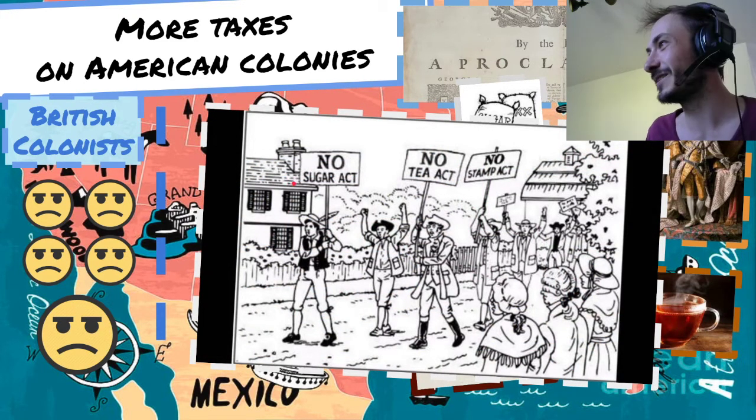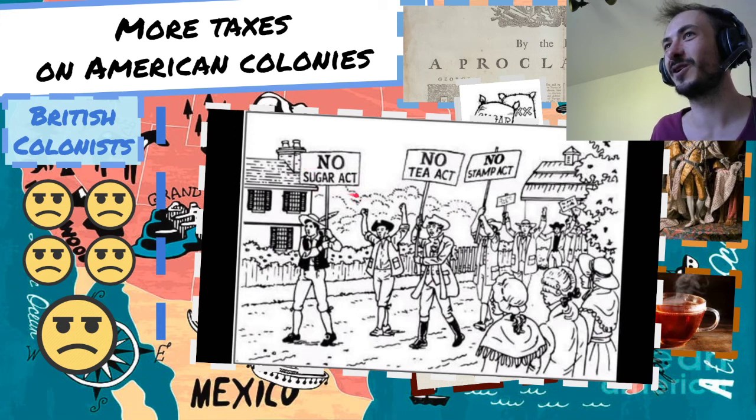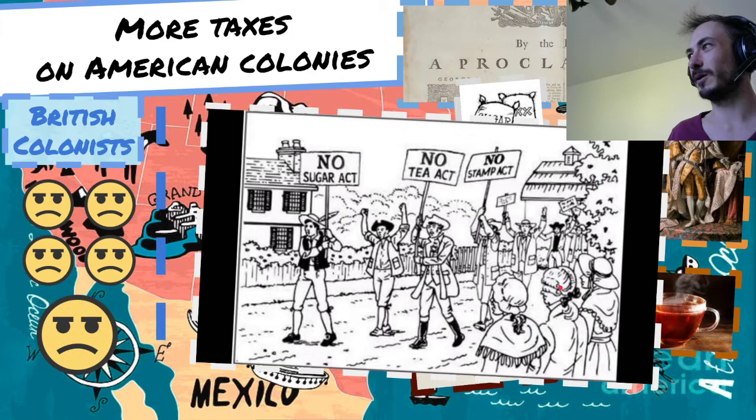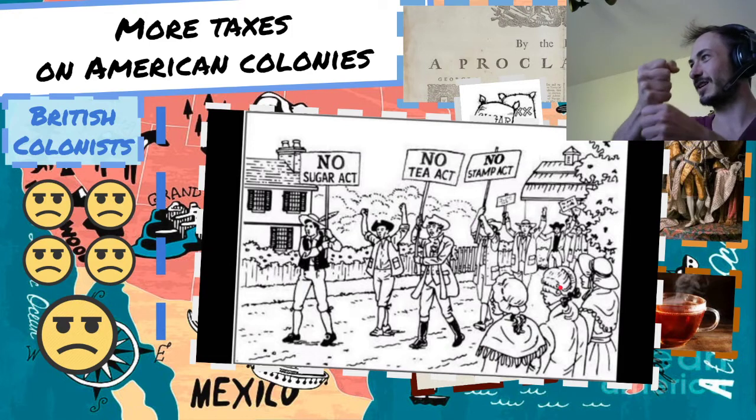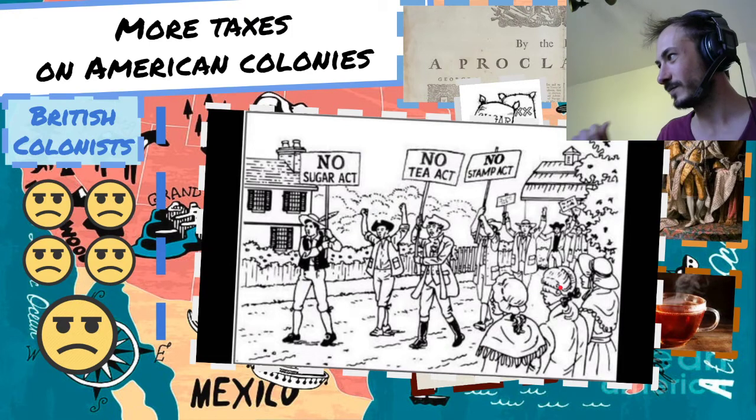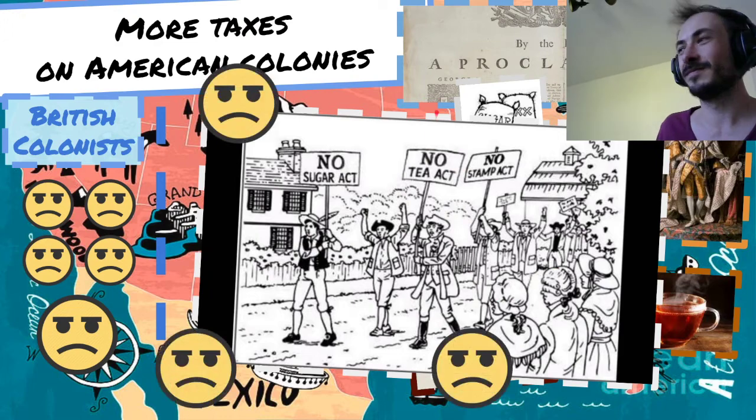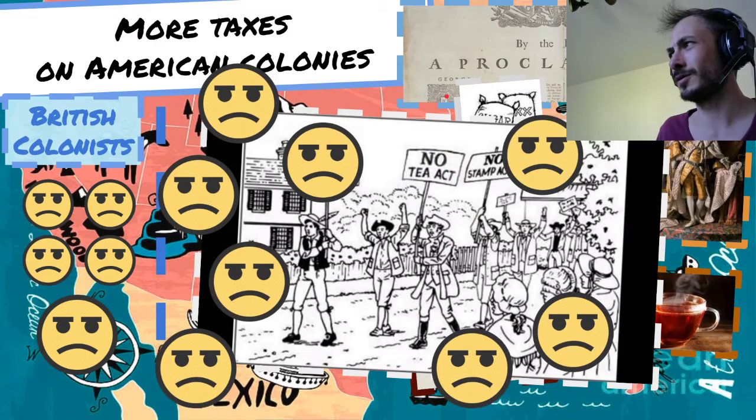Okay, so this is an old illustration. You can see no Sugar Act, no Tea Act, no Stamp Act. Okay, they were protesting in the street. You understand? Protesting. Not happy, unhappy.